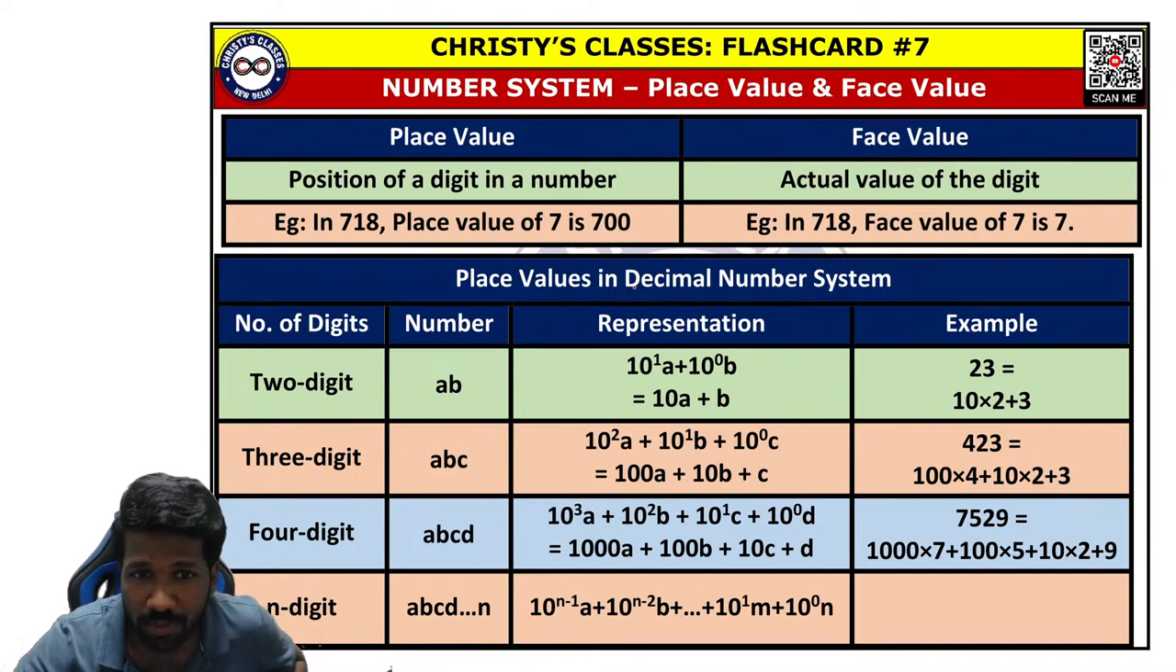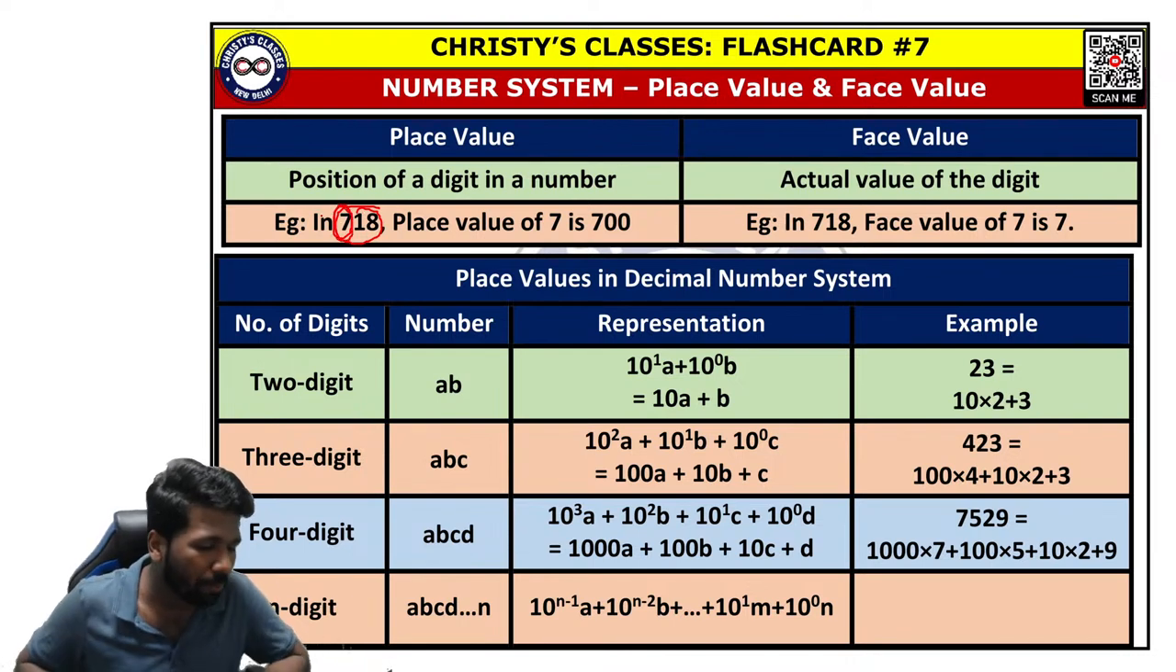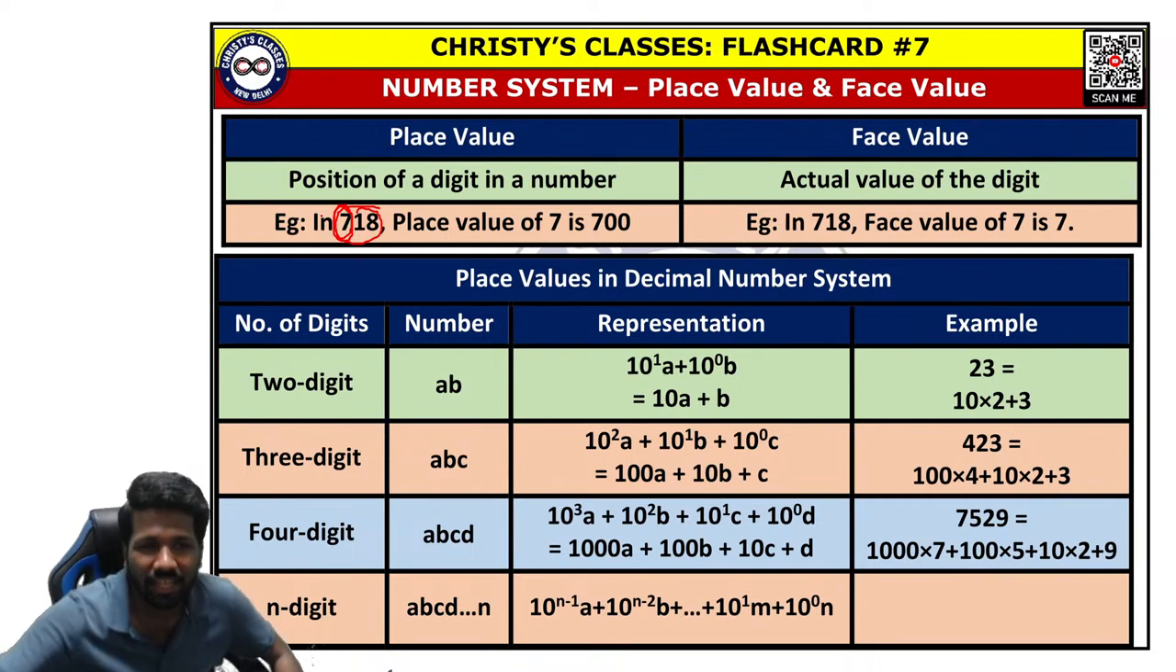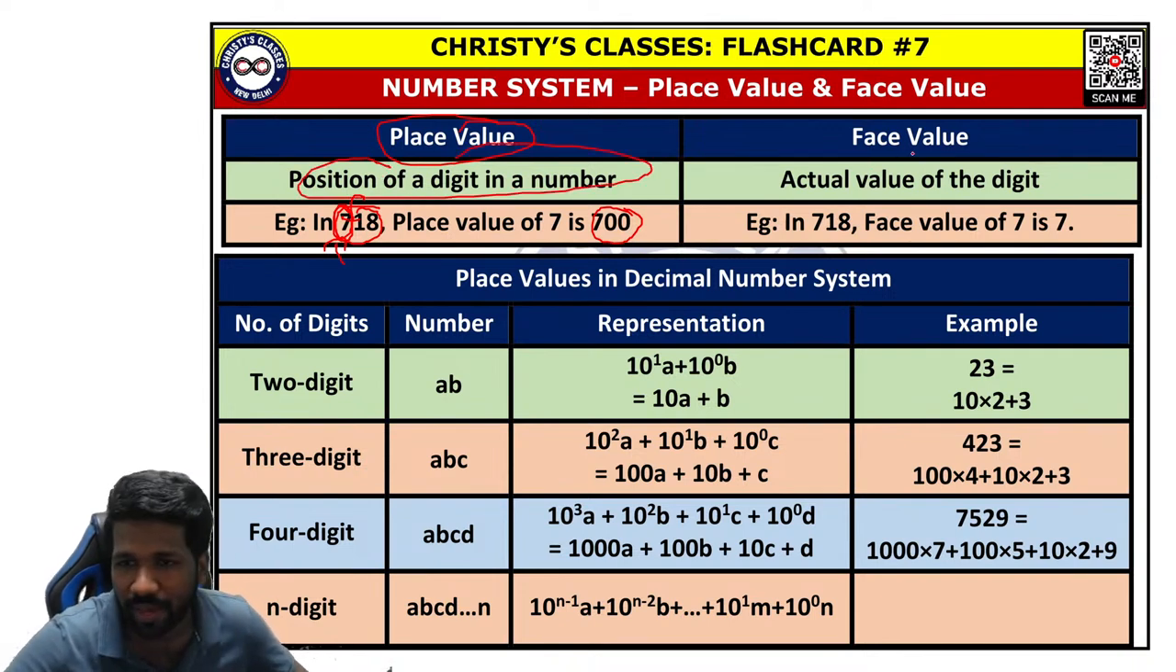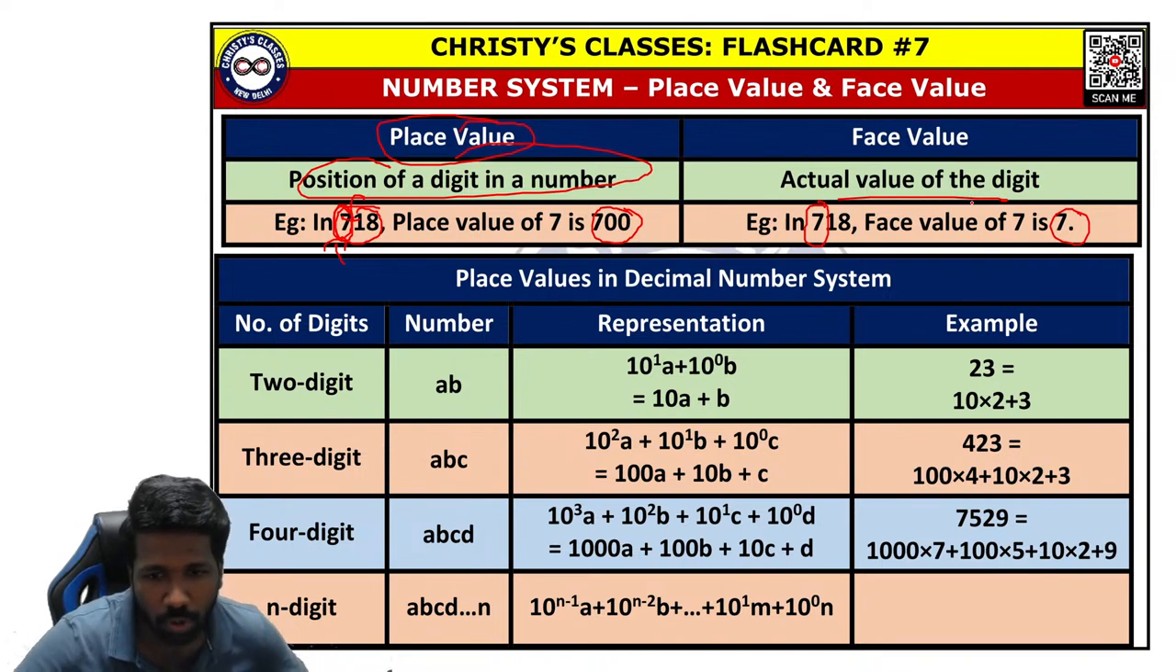What is place value first of all? And what is face value? For example, 718. The 7 here is 700. How do we pronounce it? 718. So this is not 7, this is 700. 700 is the place value of this digit 7 here. The position of the digit in the number represents the place value. But the face value of 7 is just 7 itself, the actual value of that digit. So the difference between place value and face value, I hope you all understood.